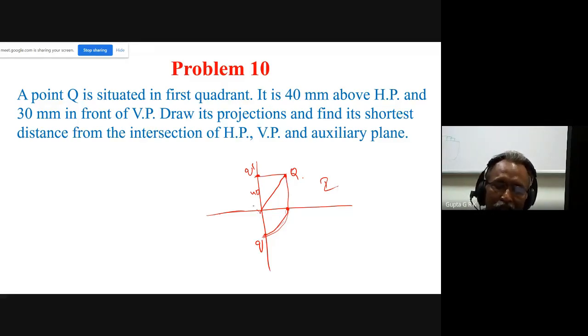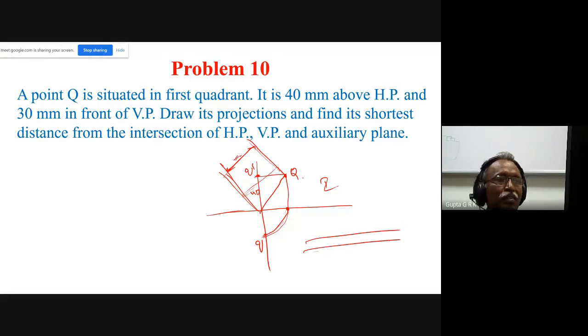Okay, and you show the distance like this. Don't show the dimension line cutting any line. Extension lines can cut any line, but a dimension line should not cut any line. So you measure this distance and write it here. The distance of Q from the intersection of HP and VP is so much, like that.